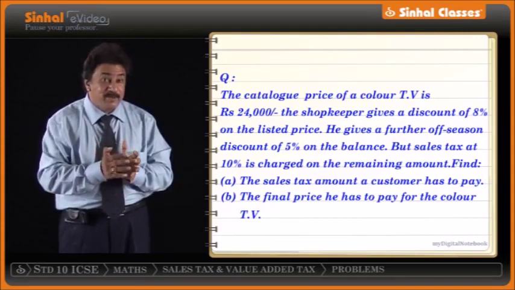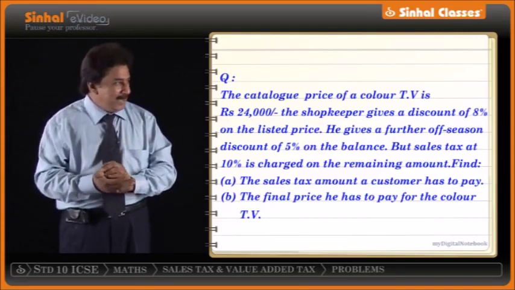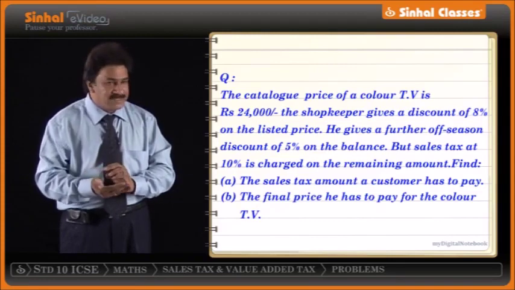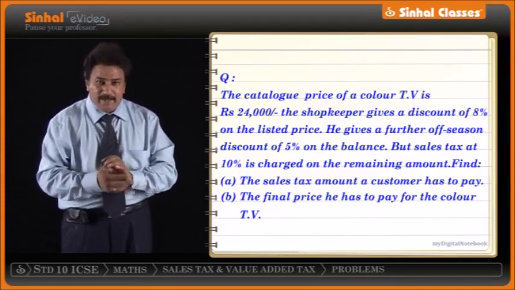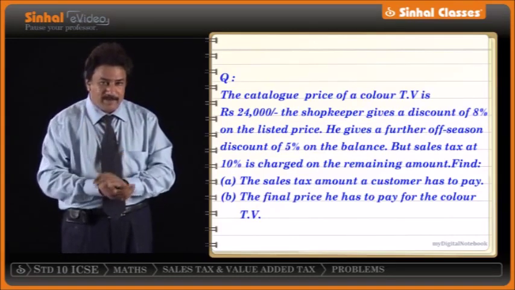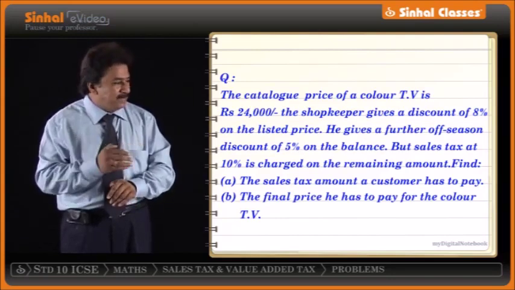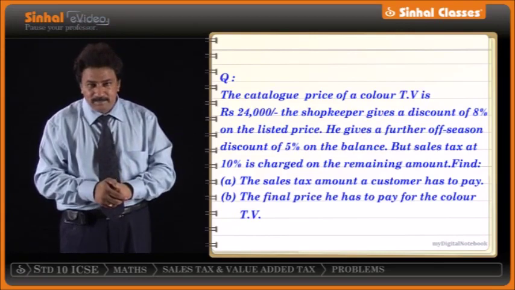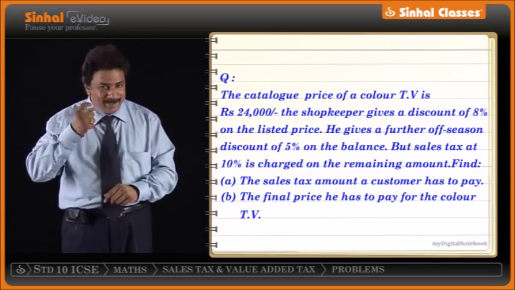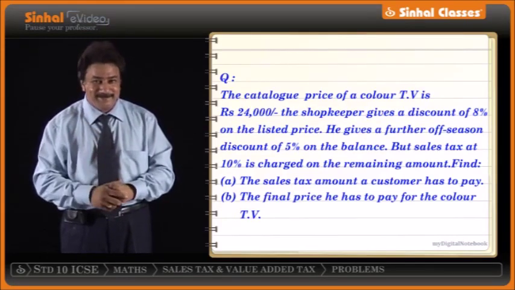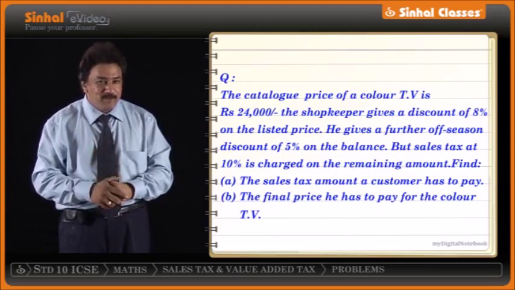That is nothing but rupees 24,000. He further gives an off-season discount of 5%. In this sum, we got two discounts given. And then the rate of sale tax is 10%, which is charged. So mark price, discount, and then you add what? Sale tax.